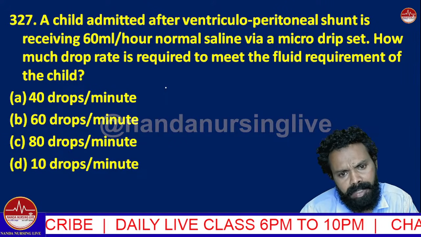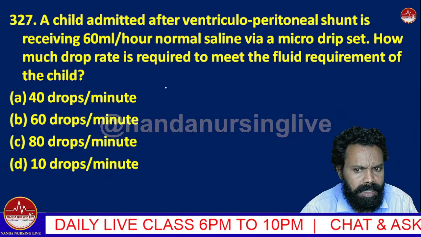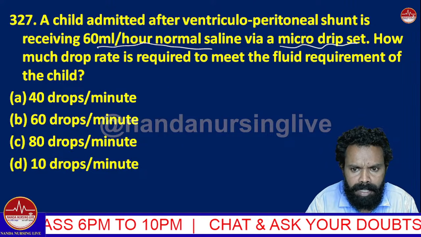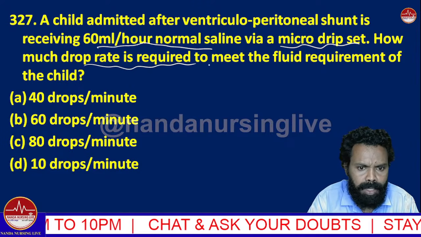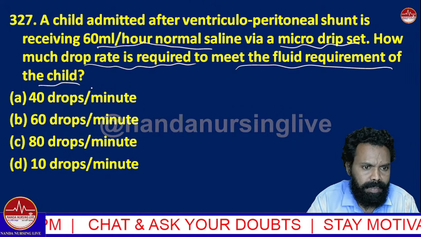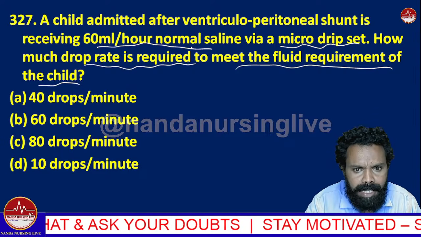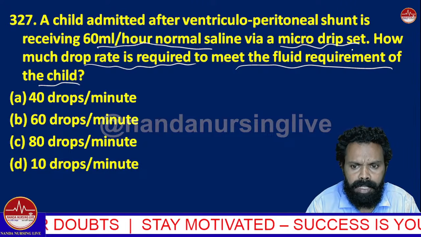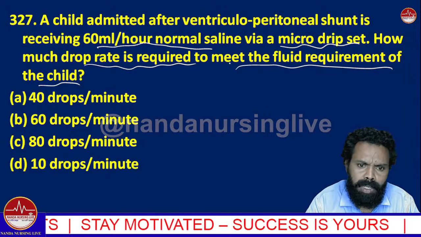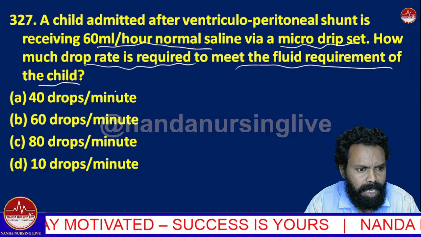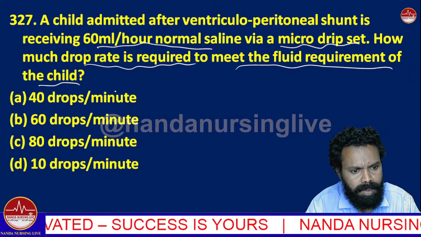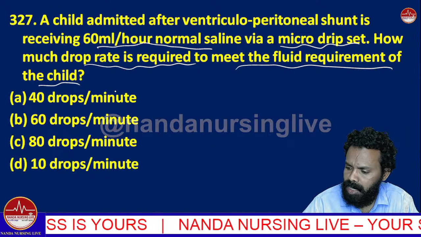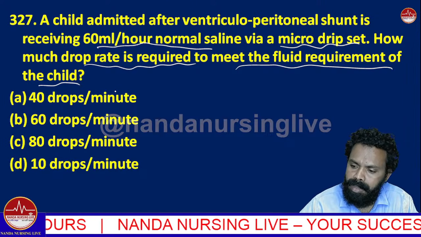A child admitted after ventriculoperitoneal shunt is receiving 60 ml per hour normal saline via microdrip set. How much drop rate is required to meet the fluid requirement of the child? Option A 40 drops per minute, option B 60 drops per minute, option C 80 drops per minute, option D 10 drops per minute. So which option is the correct answer?